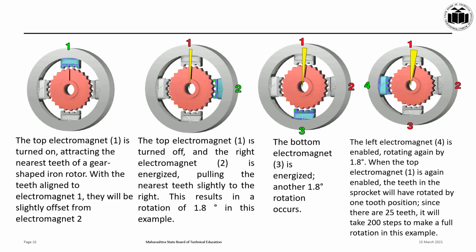Again, when the top electromagnet 1, that is stator 1, is enabled again, the teeth in the sprocket will have rotated by 1 tooth position. So as the step angle of the stepper motor here is 1.8 degrees, as you can see, 200 steps are required to make one full rotation.